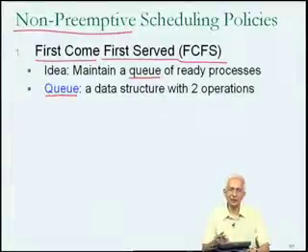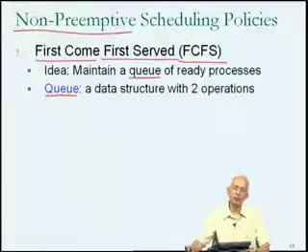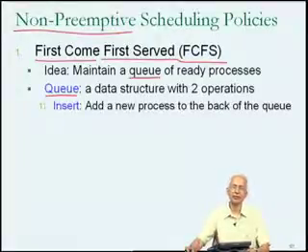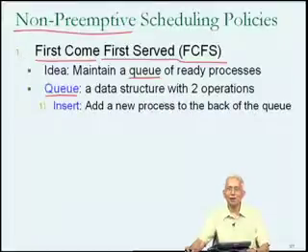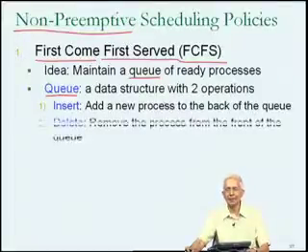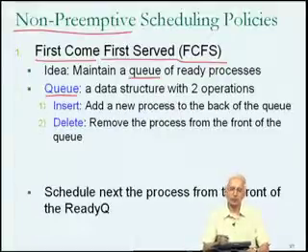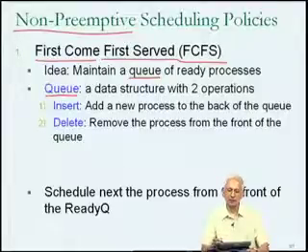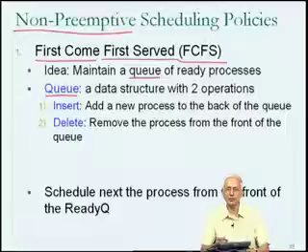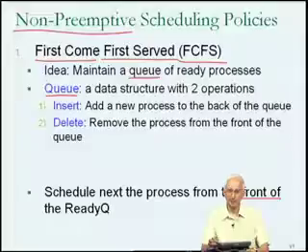The queue as a data structure, other than creation and deletion, has 2 well-defined operations. The 2 operations are insert, which in our context here would be adding a new process to the back of the queue, and delete, which relates to removing the process from the front of the queue. Hence, when you think of a queue, you think of the front and the back. And the way that the first come first served scheduling policy would use a queue is that when the time comes where it has to decide which process to schedule next, in other words which process to execute on the CPU next, it would schedule the process which is at the front of the queue, hence the name front.